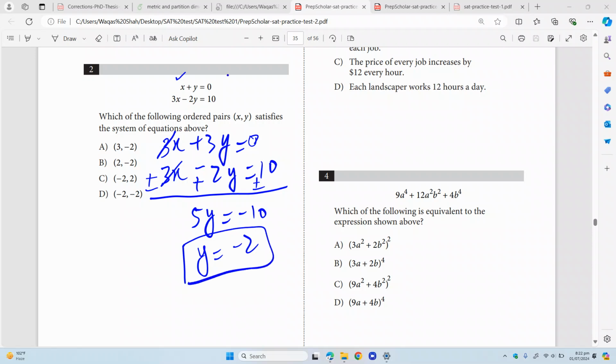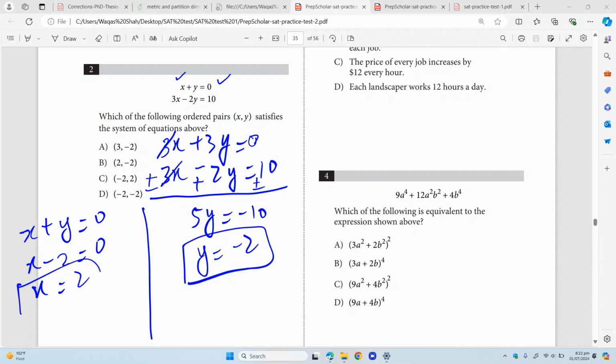And now plug this value in the first equation because it's easy to find the value of x from the first equation. So that will be x plus y is equal to 0, plugging y with minus 2, so x is equal to 2. So the solution (x, y) of the system of linear equations is (2, minus 2). So B is the correct option.